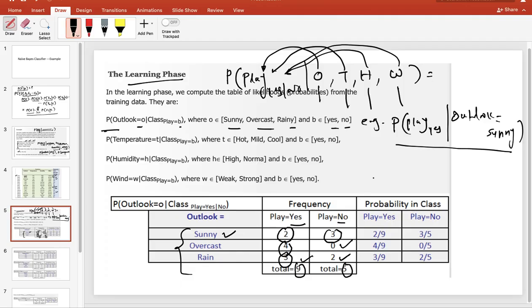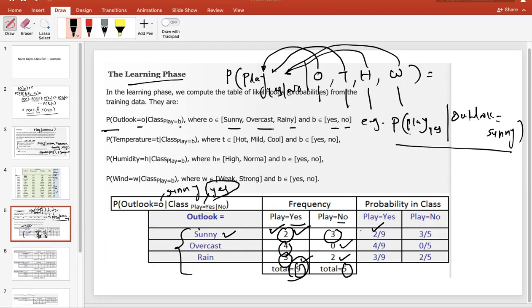So what I want to compute here is the probability of outlook is equal to sunny, and let's say play is equal to yes, right? That I want to compute. So that is nothing but play is equal to yes is 2 times, so 2 times out of 9. What is the total yes we have? Total yes we have is 9. And out of 9 times, the outlook was sunny twice. In total 9 yes cases, the sunny outlook was only 2 times.